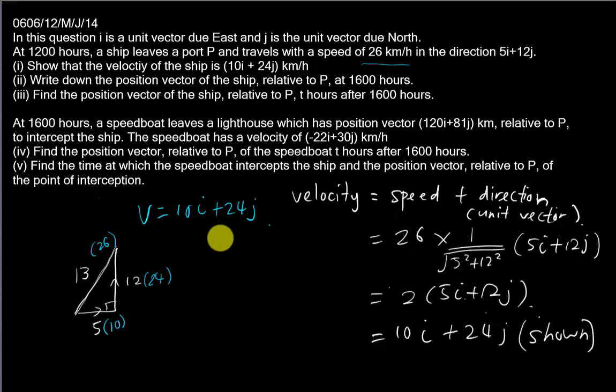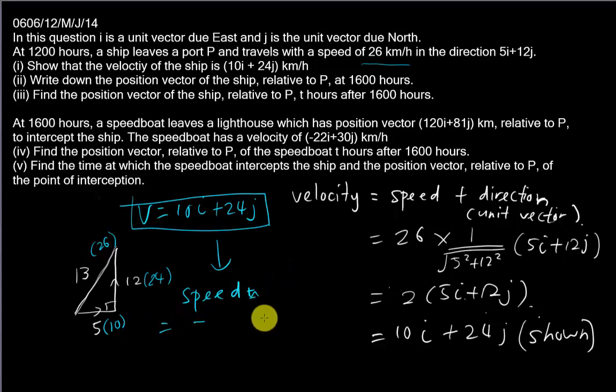If the question gives you the velocity, and then asks you to find the speed, this is something you have to understand. In order to get the speed, you just need to understand speed basically means the magnitude of the velocity. So that means to get the speed, you do the square root of 10 squared plus 24 squared, and of course you will get 26.